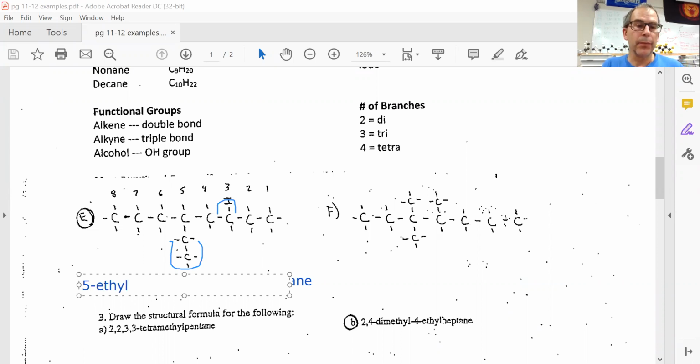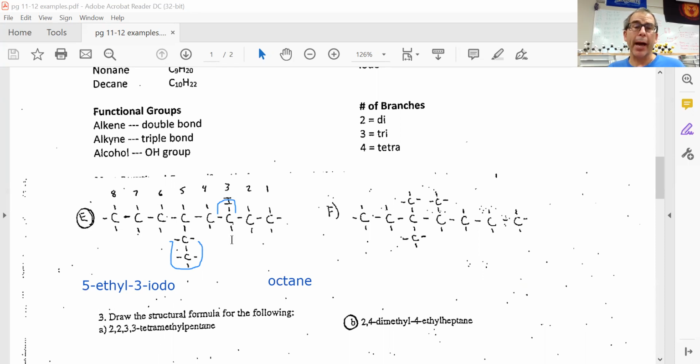5-ethyl. And then I'm going to say it is a 3-iodo, and then octane. I had a lot of space skipped in here, but typically you just run this whole thing together. So it's a 5-ethyl, 3-iodo octane.